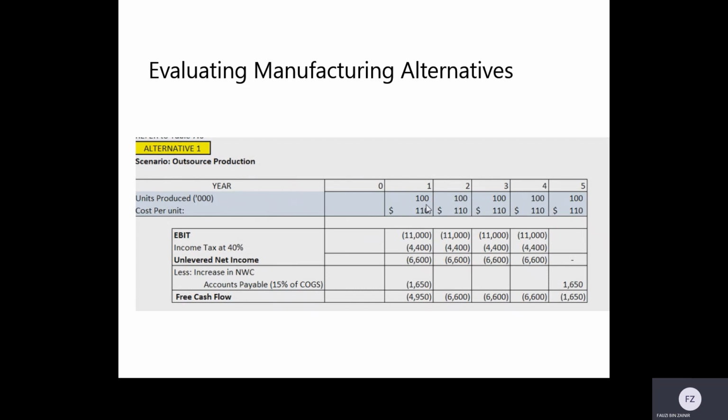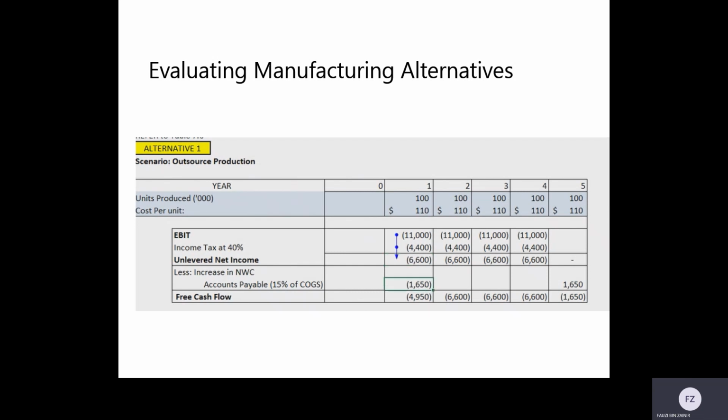For the units produced, we have 100,000 here, and the cost per unit is 110. For the EBIT, we have basically 100 times 110, which gives you 11 million. Then you derive your income tax at 40%, and your unlevered net income is minus 6,600, a smaller loss than the minus 11,000 before tax.